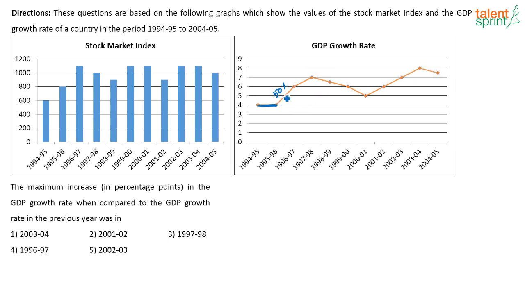So just by looking at it we understand that this is the highest increase that has happened. So which year has the increase happened? 96, 97. So your correct answer will be option 4. In the year 96, 97 there has been a maximum growth in GDP rate compared to the previous year. Yes, so all of you have got the answer. Very good.